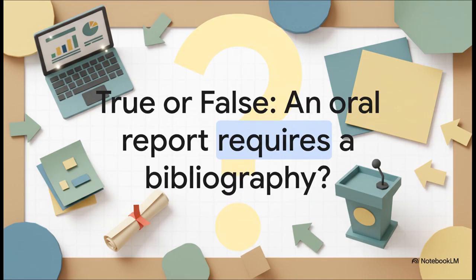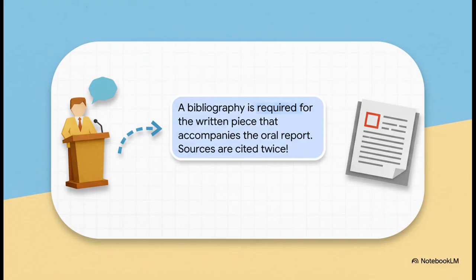Last true or false here. An oral report requires a bibliography. So you're given a speech. Do you still need that list of sources? And the answer is true. Remember, the oral report is just a summary of a longer written paper, and that written paper absolutely must have a bibliography. So by extension, the oral report requires one too.